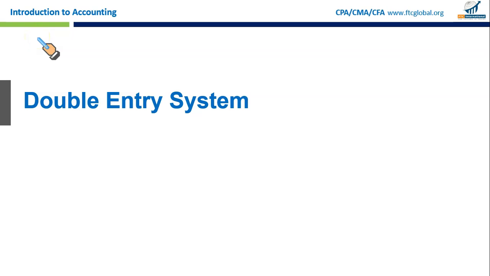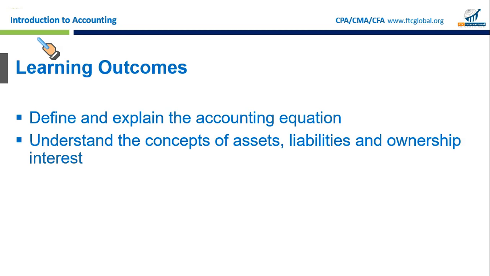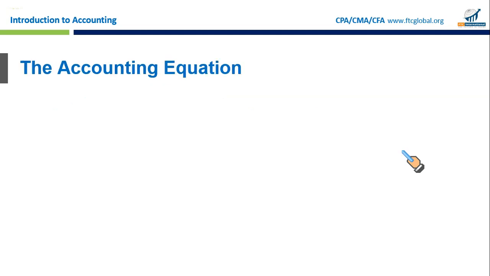Agenda for today is the double entry system, and what are the learning outcomes? We are going to define the accounting equation. We are going to explain the components of the accounting equation, and understand the concept of assets, liabilities, and the owner's interest, sometimes called the owner's equity, sometimes called capital, or sometimes referred to as the residual interest. All right, let us discuss the accounting equation.